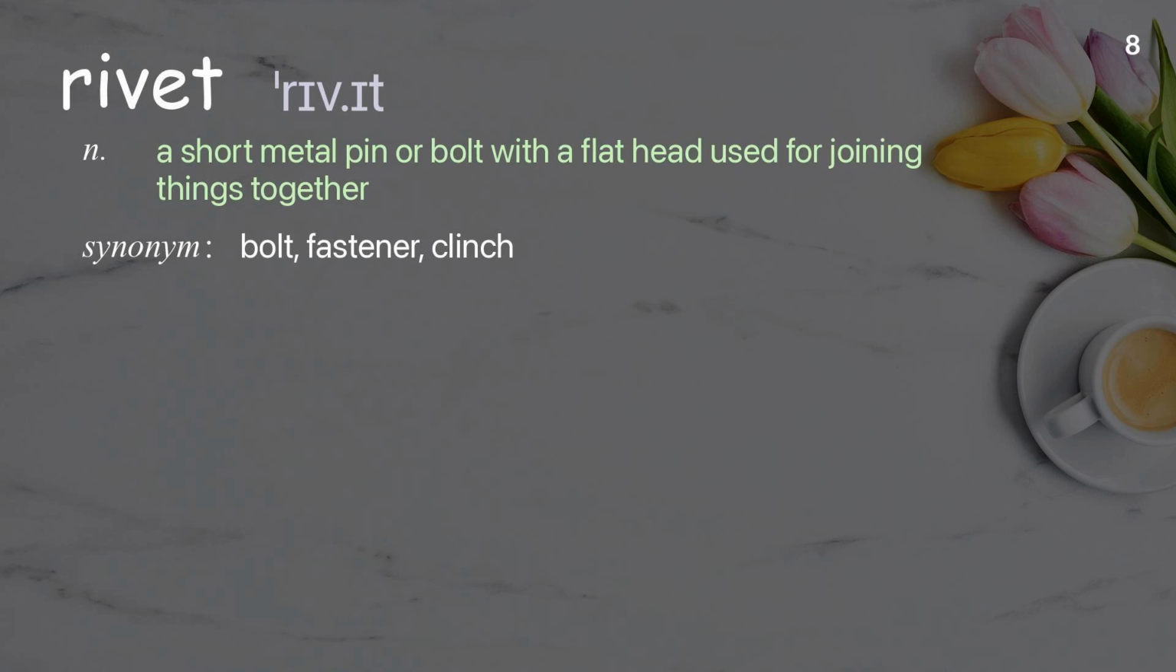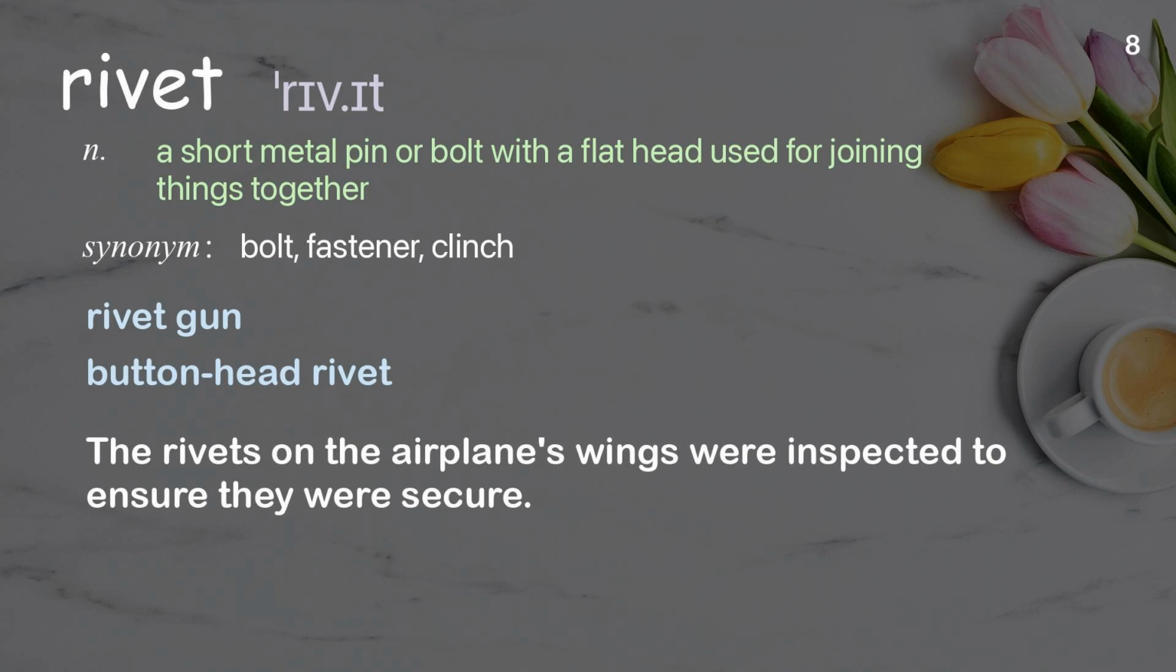Rivet. A short metal pin or bolt with a flat head used for joining things together. Examples: Rivet gun. Buttonhead rivet. The rivets on the airplane's wings were inspected to ensure they were secure.